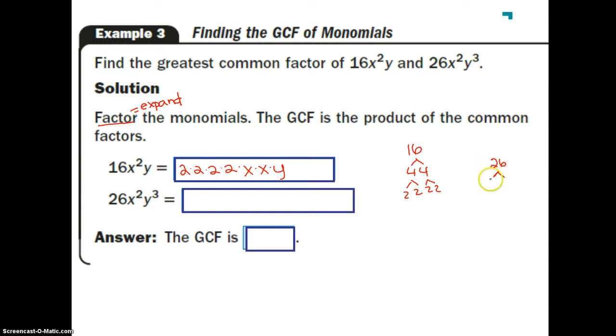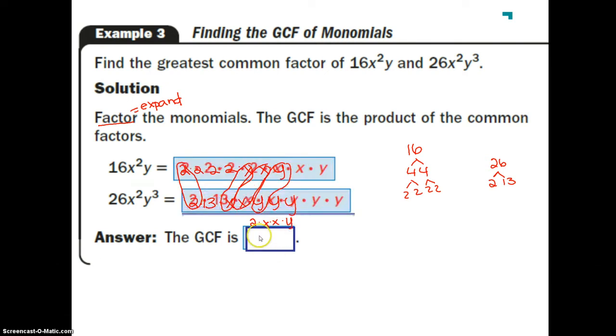26 is 13 and 2. And that's it, because 13 is prime. x times y times y times y. What is in common? These 2's are in common. These 2 x's are in common. And 1 y. So you have 2 x squared times y. That is the GCF.